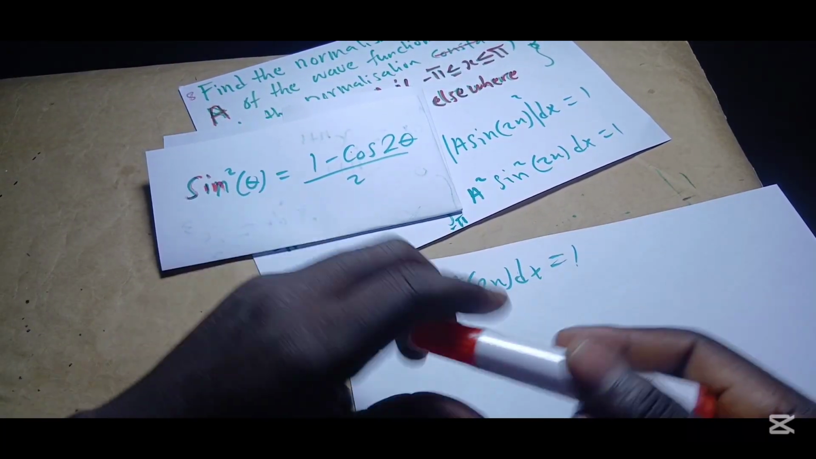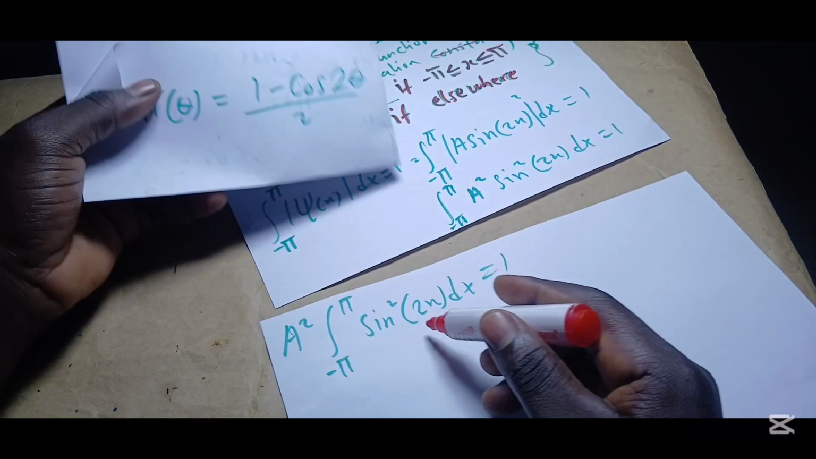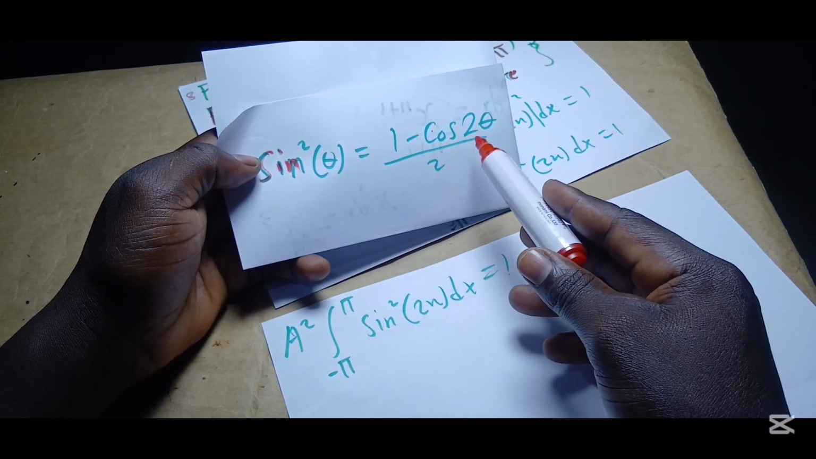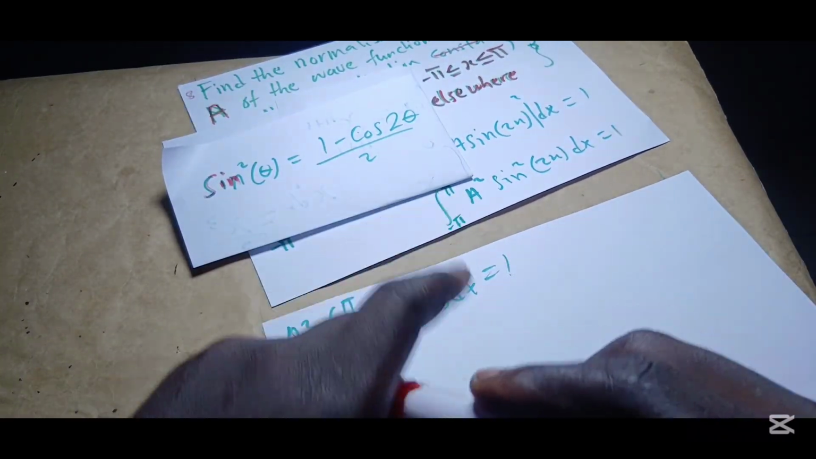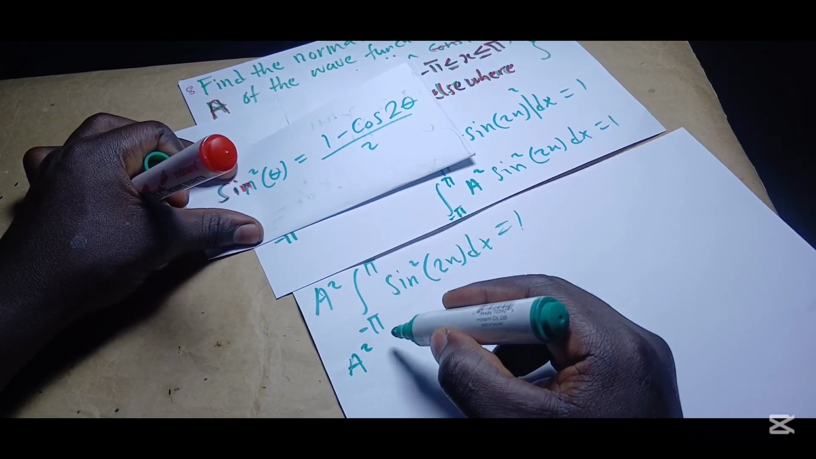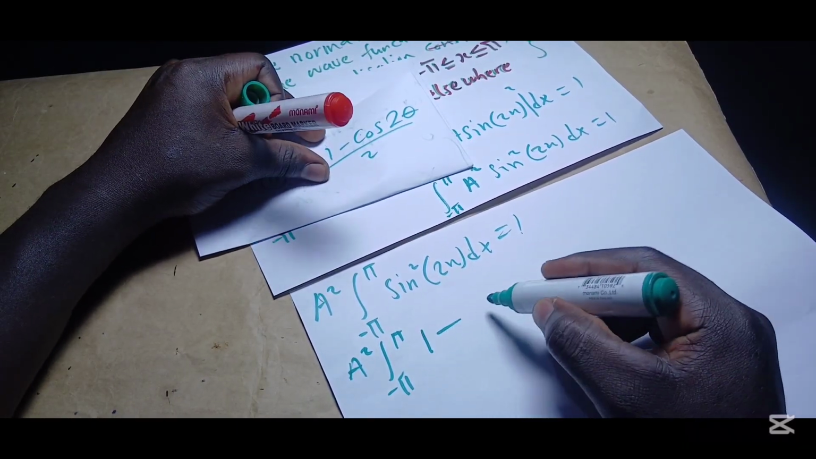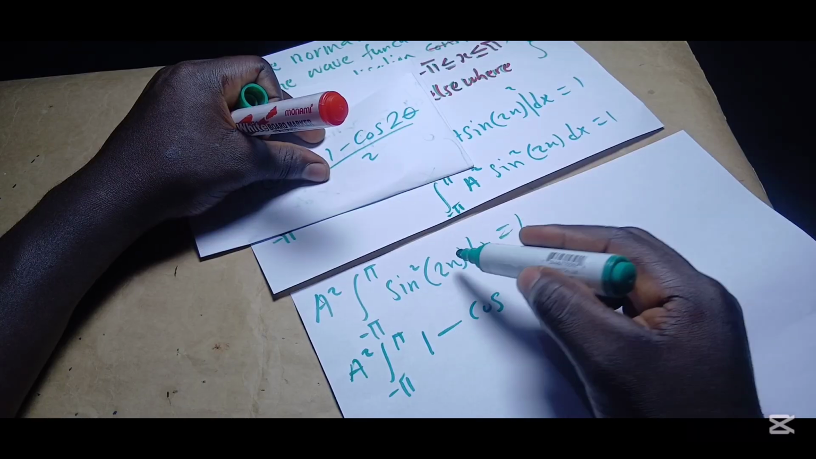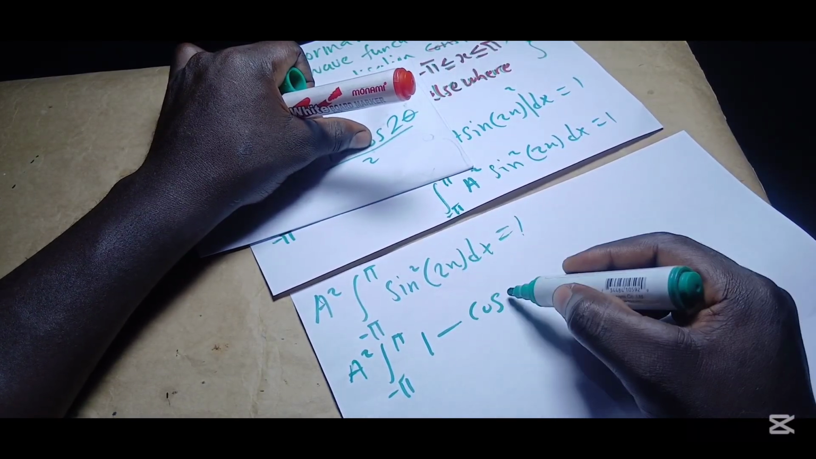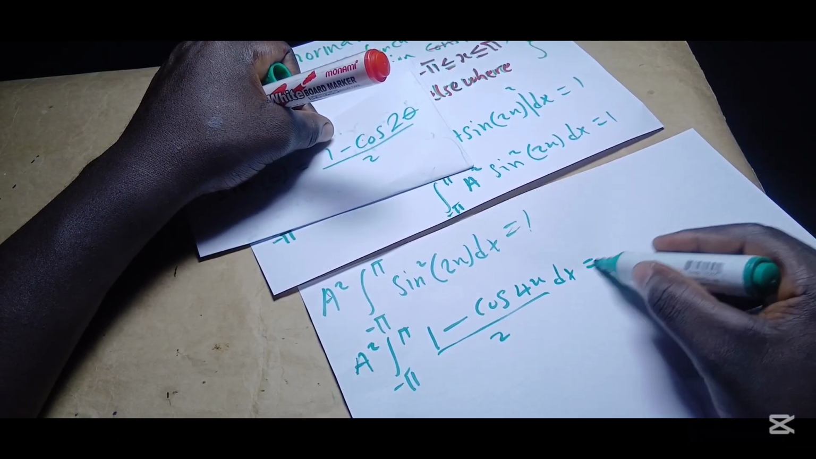So we are going to use the angle reduction formula in trigonometry to evaluate this. Sine squared theta is equal to 1 minus cos 2 theta over 2. So let's try simplifying this. So this sine squared now becomes, let's say, a squared integral from negative pi to positive pi of 1 minus cos 2 theta. In this case, this is our theta, and we are going to multiply this by 2. So 2 multiplied by 2x gives us 4x, all divided by 2, dx equal 1.